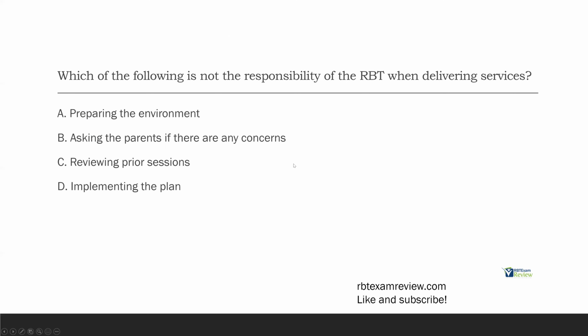Look at A, preparing the environment. Should the RBT prepare the environment? Absolutely. RBTs, you're going to work with the client every session. Your supervisor might be out only every 2 to 3 weeks. You need to prepare your environment in a way that's going to be productive and conducive to learning. If you can't do that, you're failing as an RBT, right?